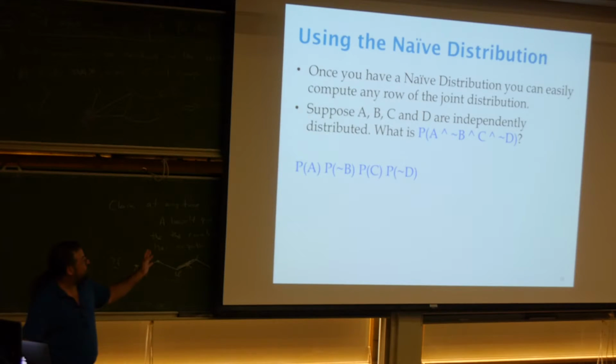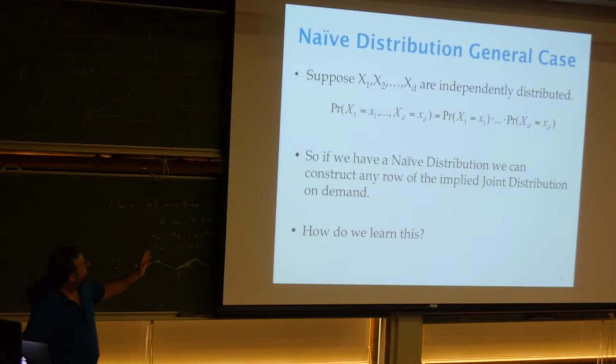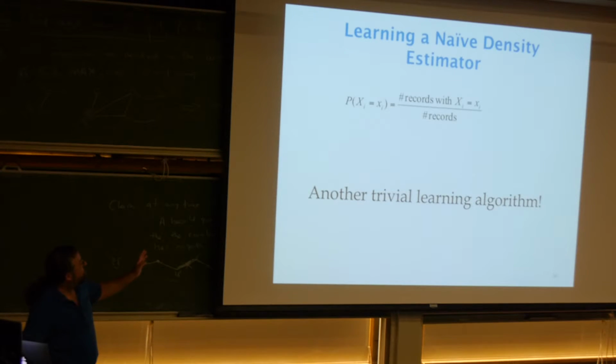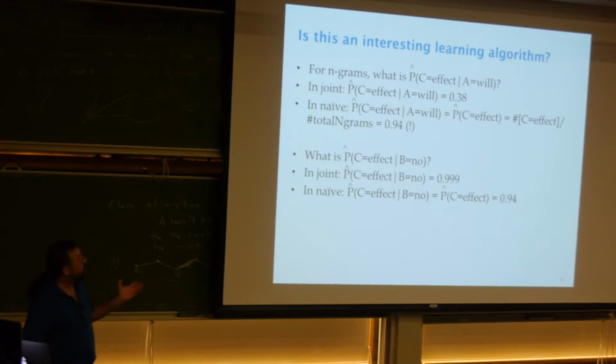And this is easy to learn. All I've got to do is count the frequency of each value of each variable. We could use a maximum likelihood estimator, or we could do some smoothing. But it's a very simple algorithm.